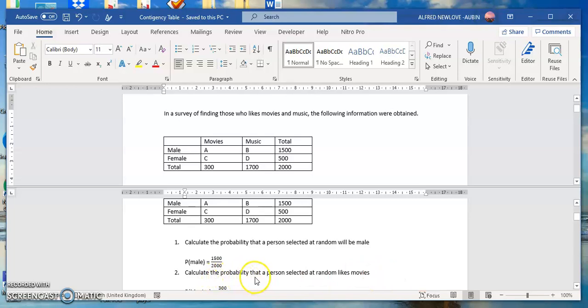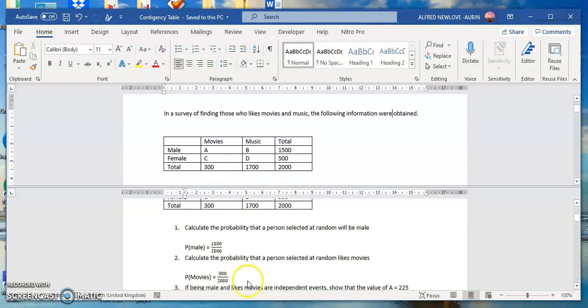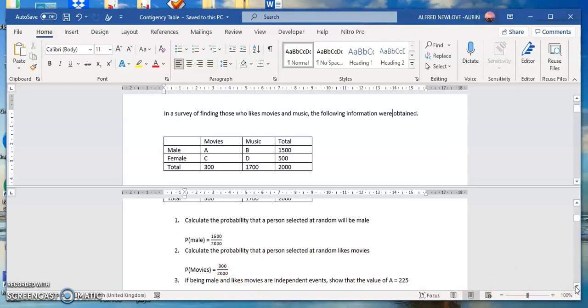Calculate the probability that a person selected at random likes movies. If you check, the total for movies is 300. What do you think will be the probability? This 300 over 2,000, which is the grand total. So the probability is going to be that one. Then the next question.